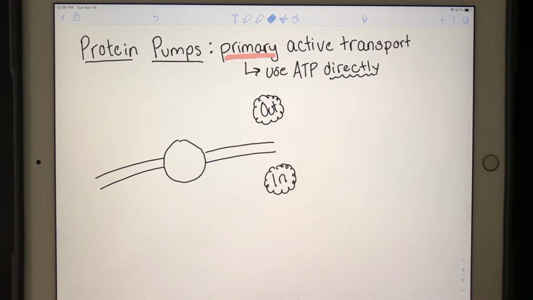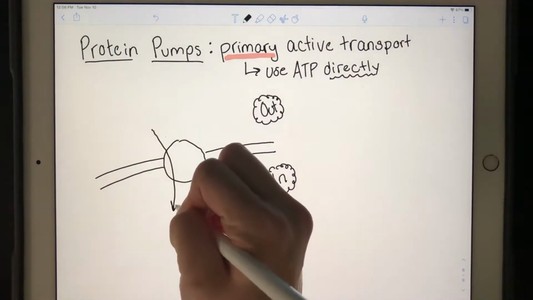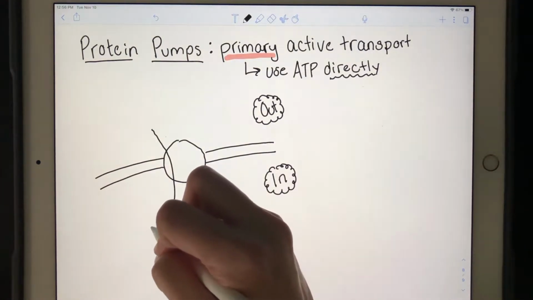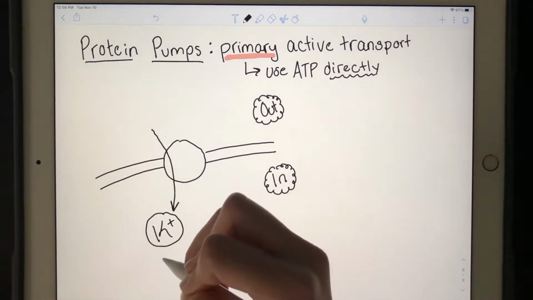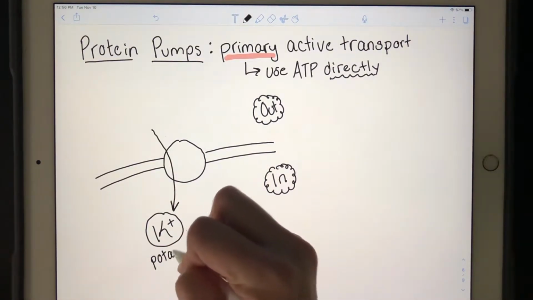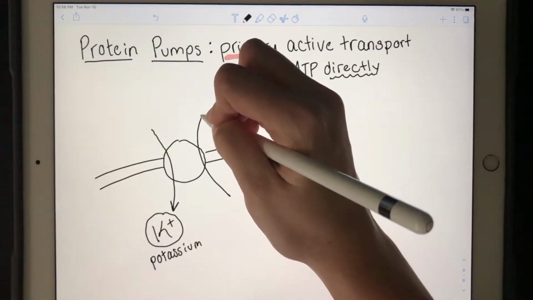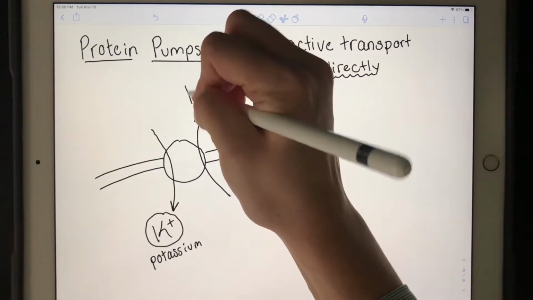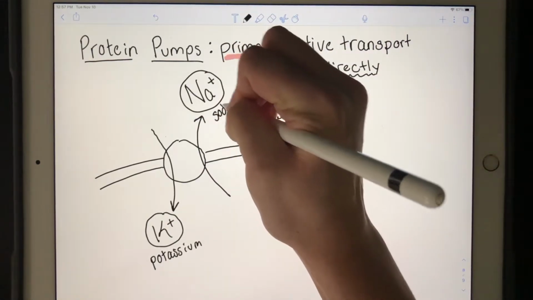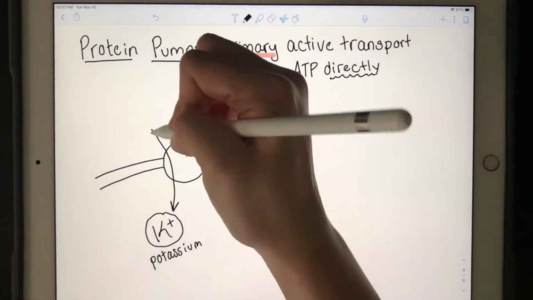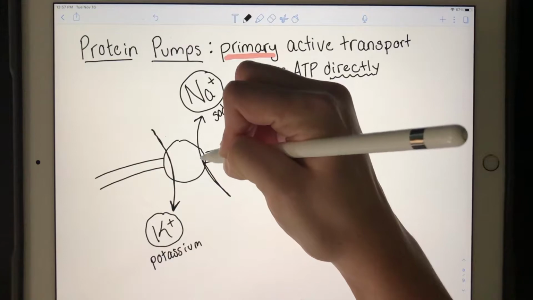And so what this protein pump is going to do is pull in potassium ions, so K+. And if you don't remember that K+ is potassium, we can write it down just under there so we remember. And it's going to push out sodium ions. Remember, sodium is Na+. So it pumps in potassium while also pumping out sodium.